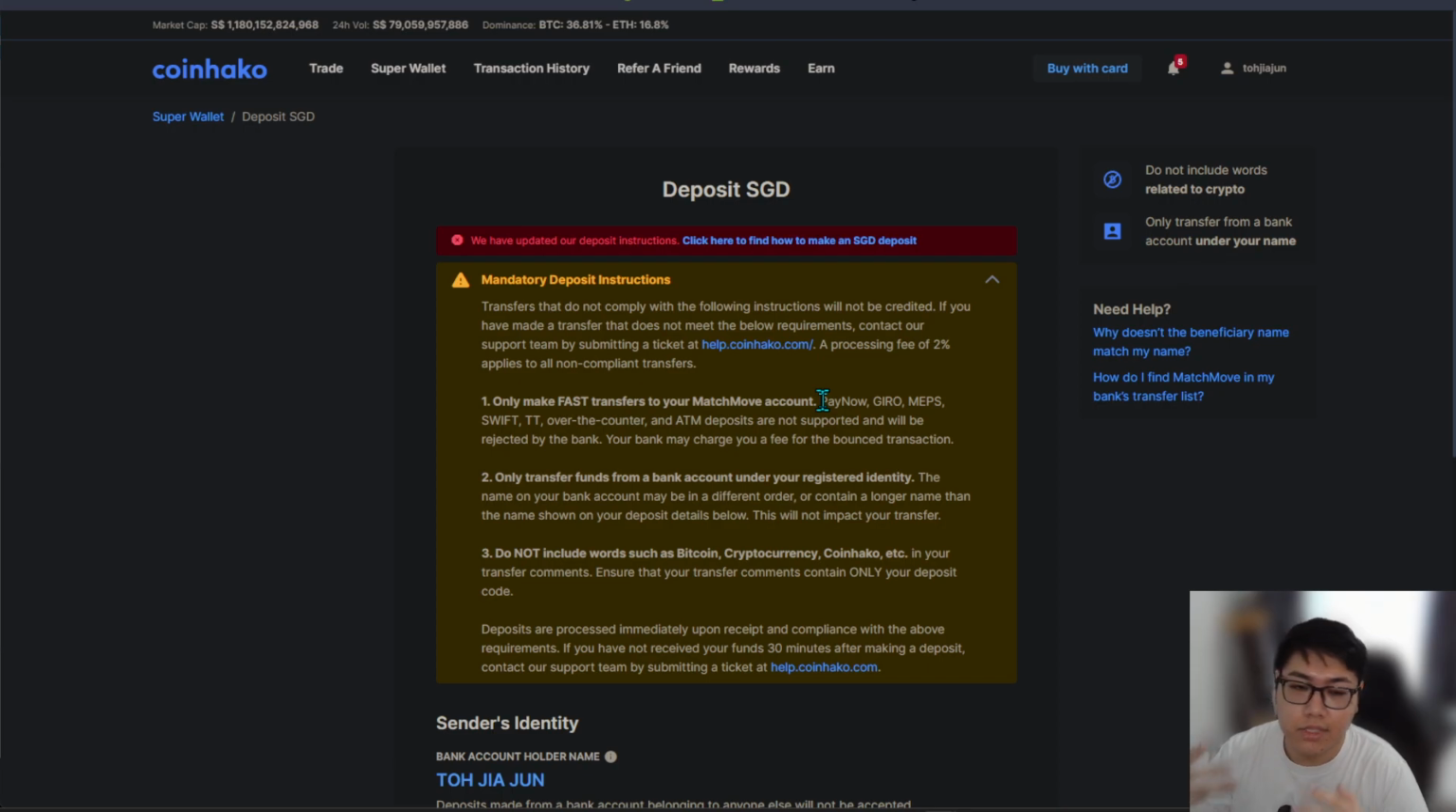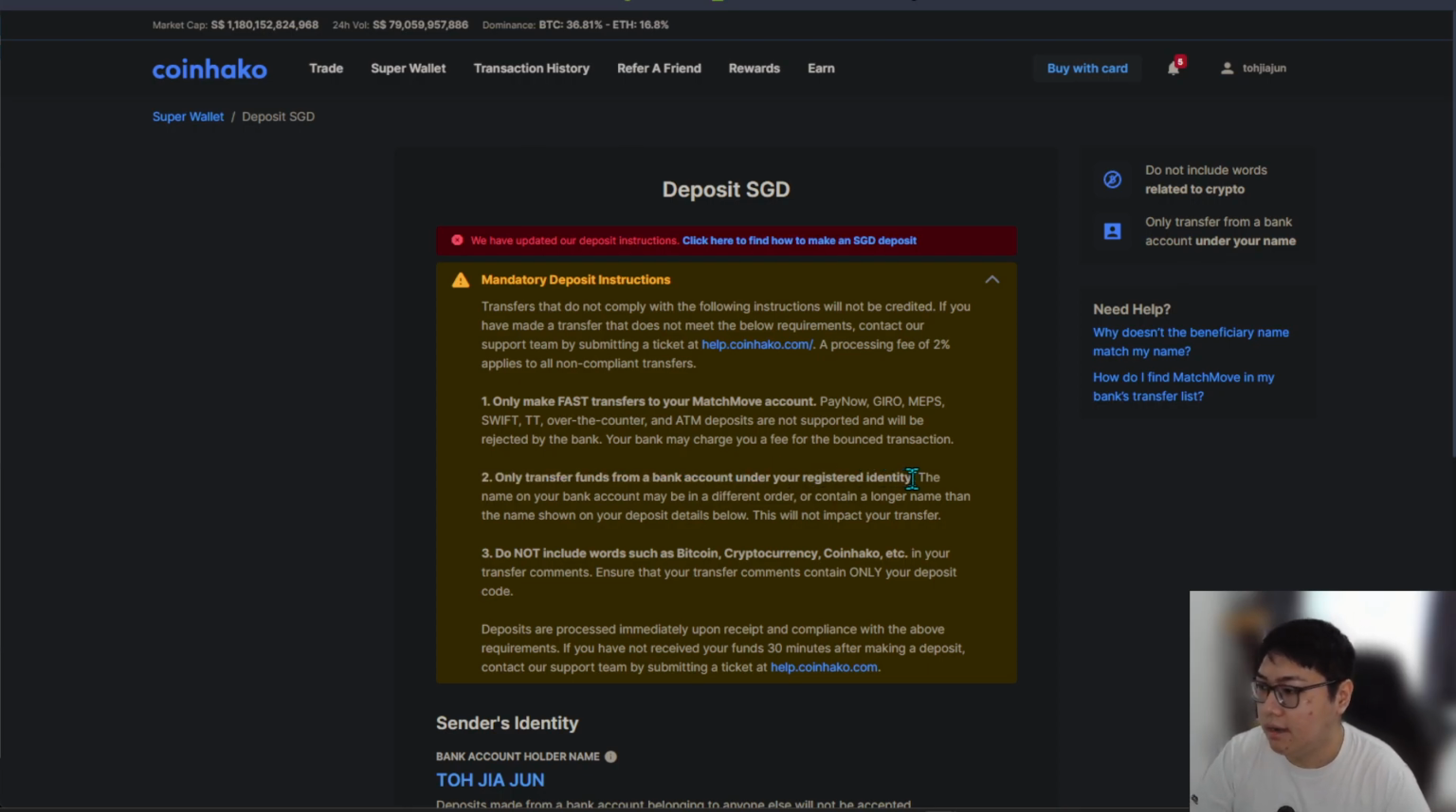When you sign up for an account on Coinhako, you need to do your KYC. I believe you can use SingPass to immediately verify your account. The options you can use to deposit into Coinhako are FAST transfer, and they do accept PayNow, GIRO, MEPS, and Swift, TT, over the counter, and many more poor options out there. But of course, the best option that we all know of is PayNow, if not the bank transfer using FAST. We can only transfer funds from your bank account under your registered identity.